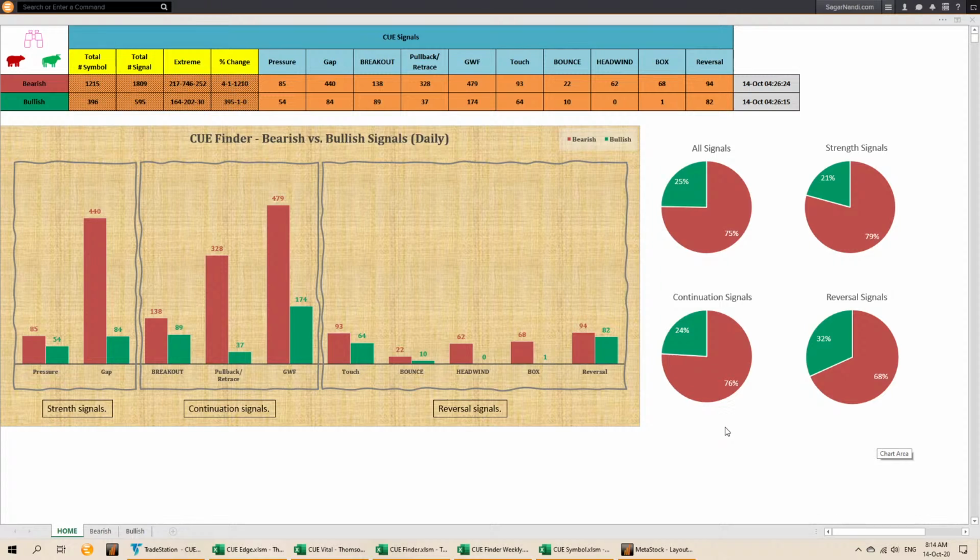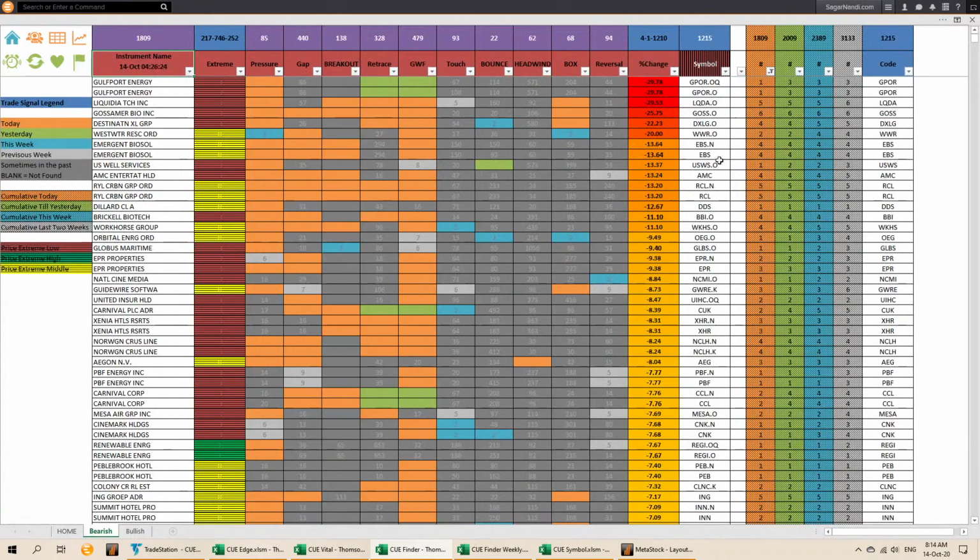Are there many shorting opportunities? One easy way to find that is to go to the bearish tab in QFinder and open the worst performing stocks that gave at least one Q bearish signal yesterday.